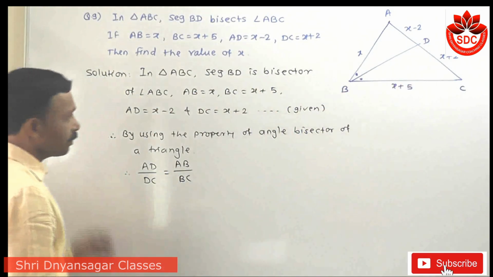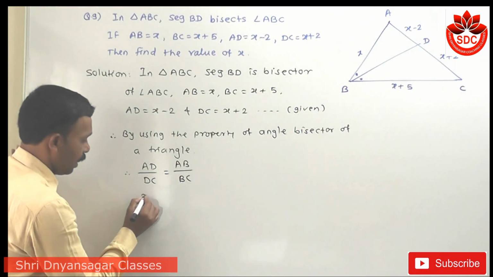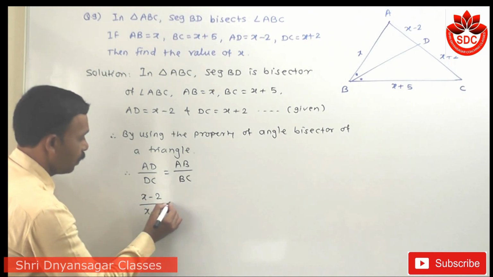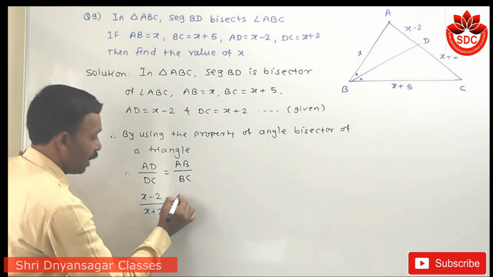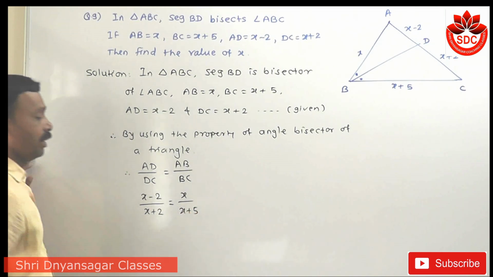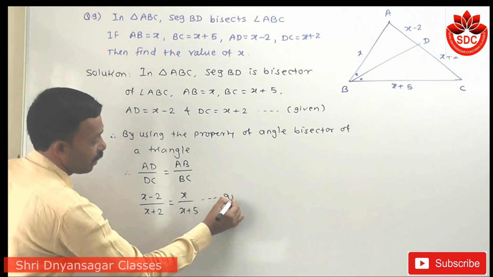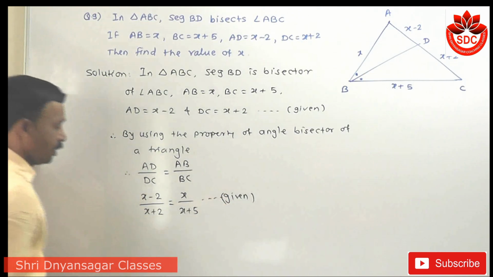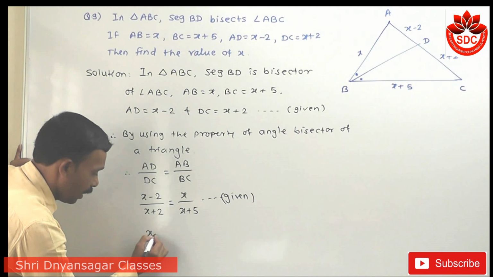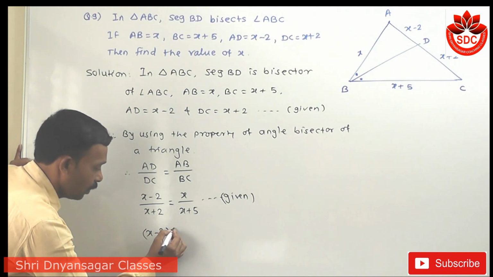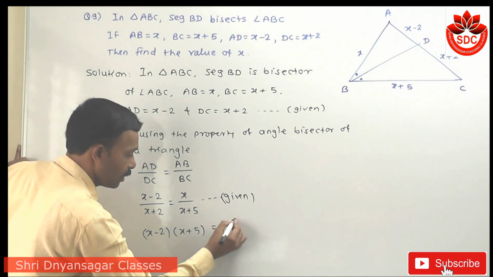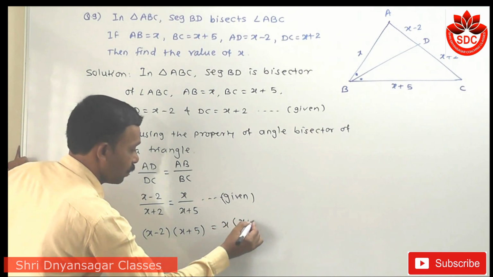Then substitute the values. x minus 2 upon x plus 2 is equals to AB is x and BC is equals to x plus 5. These values are in Q. Student, then take its cross multiplication. When we multiply it, x minus 2 into x plus 5 is equals to x into x plus 2.